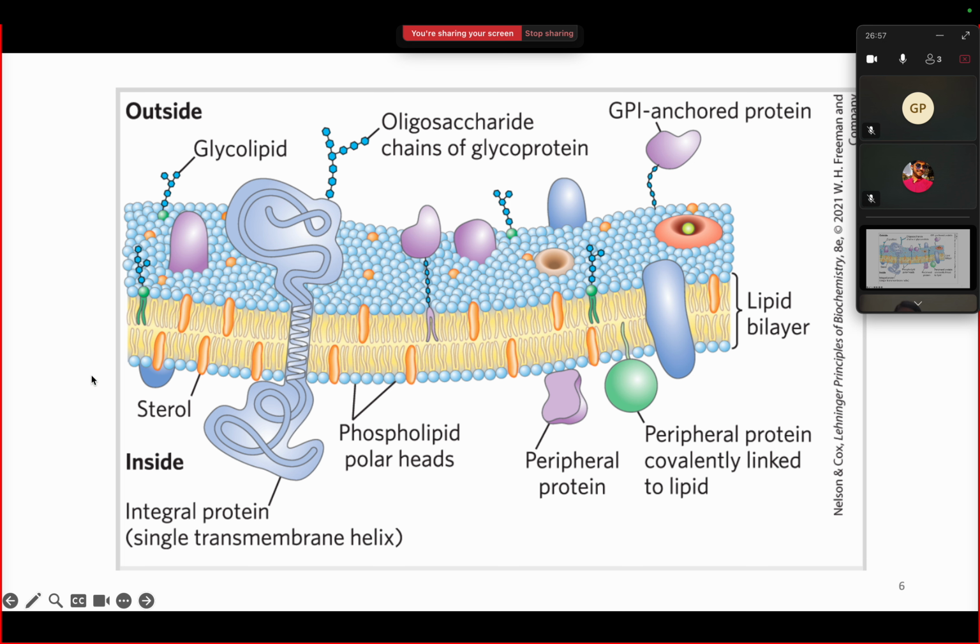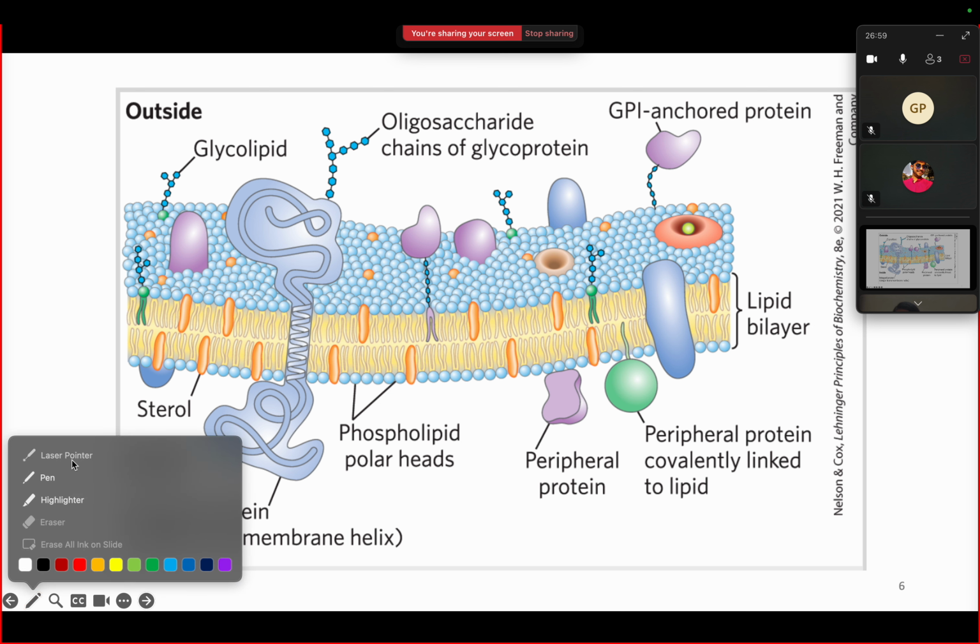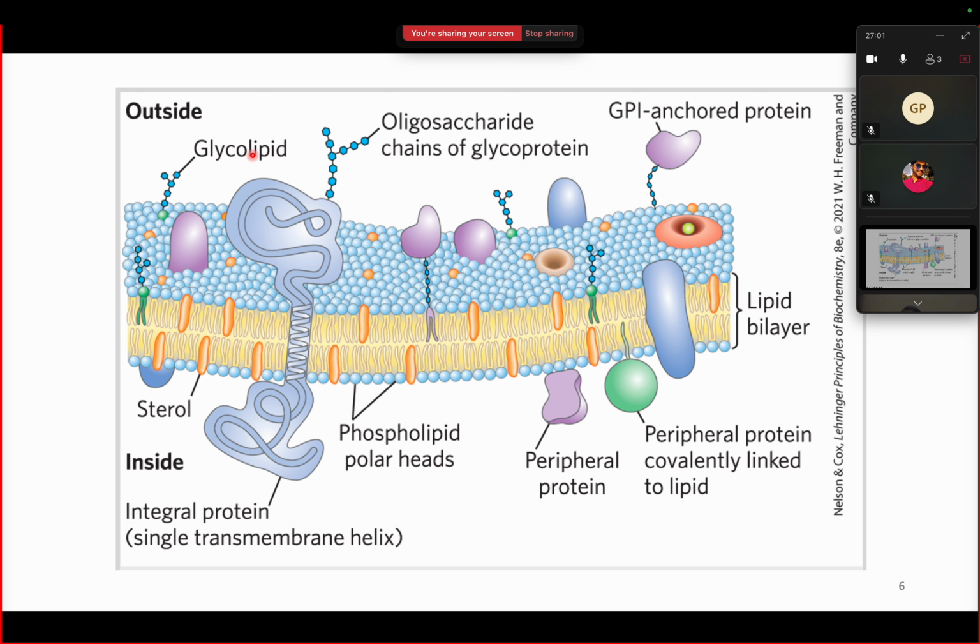So if we talk about the generic structure of a cell membrane, we can clearly see that this is the outside of a cell, this is the inside of a cell, right? Why are we saying that this is outside and this is inside? Because the membrane is asymmetric in nature. What do I mean by asymmetry?